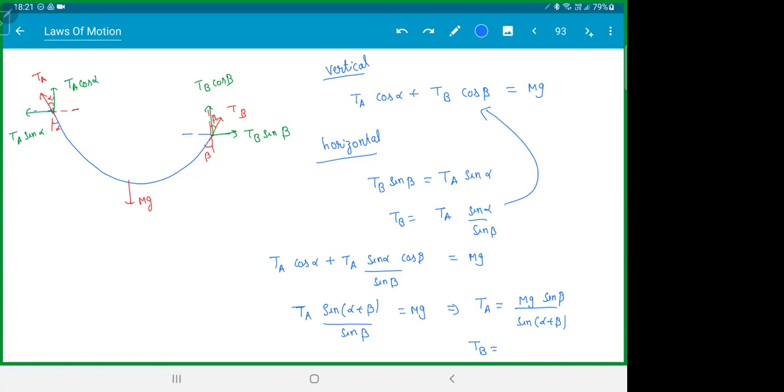Now, can you find the tension at C? That is easy. Any doubts on this thing? Anyone not with any particular step, please ask me.